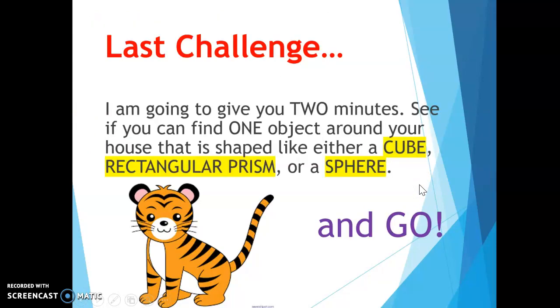now this is your last challenge for this lesson. Your parents or whoever is working with you today are going to give you about 2 minutes. We want to see if you can find at least one object around your house that is shaped like either a cube, a rectangular prism, or a sphere. You don't have to find one of each. If you could just try to find one object that's shaped like one of those things, that'd be great.